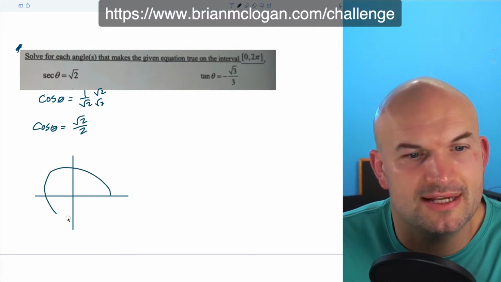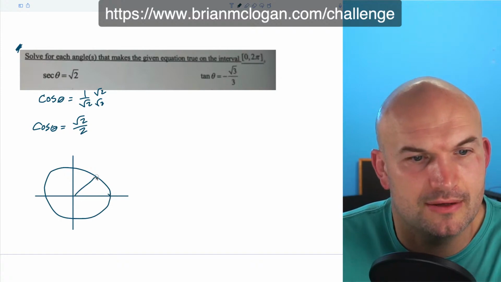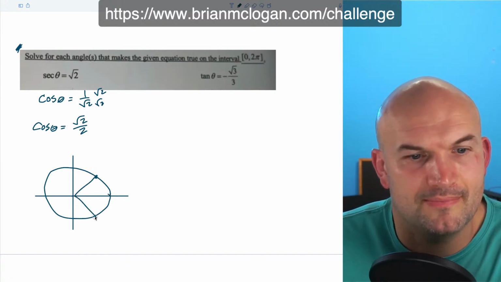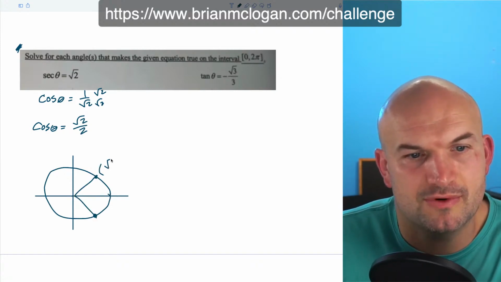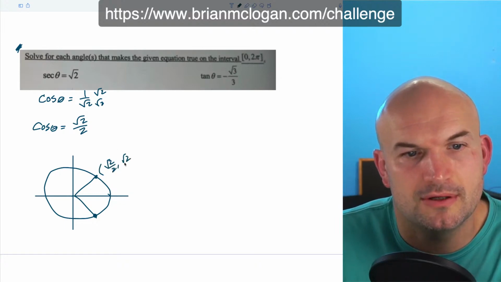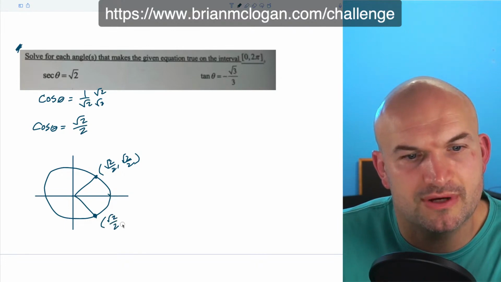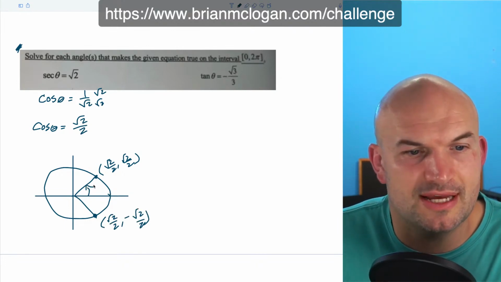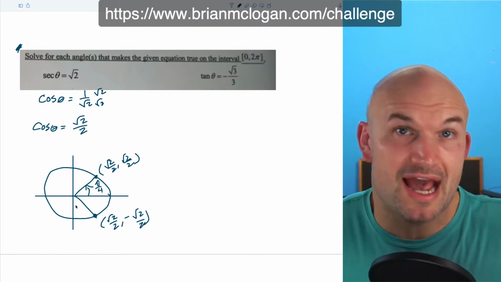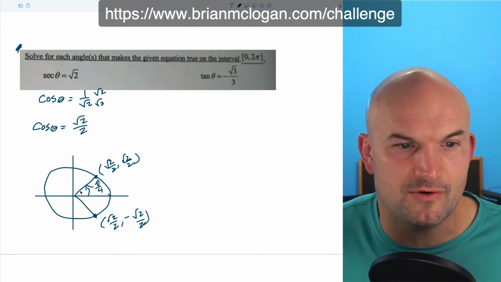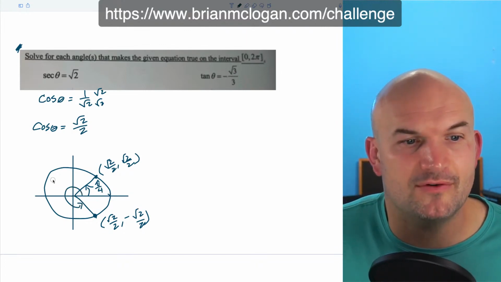You say, well, that's going to be equal here and here, because that is square root of 2 over 2, comma, square root of 2 over 2. And then here is square root of 2 over 2, comma, negative square root of 2 over 2. Now we just got to know what those angles are. Well, this angle is pi over 4. And then this one's going to be pi over 4 all the way around. So that's going to be 8 pi over 4. So then that would be 7 pi over 4, right?